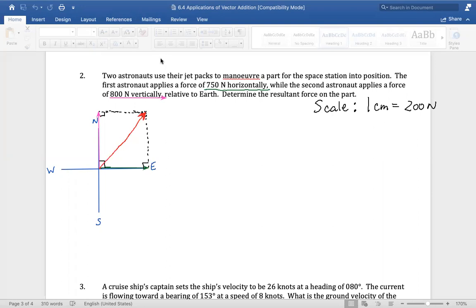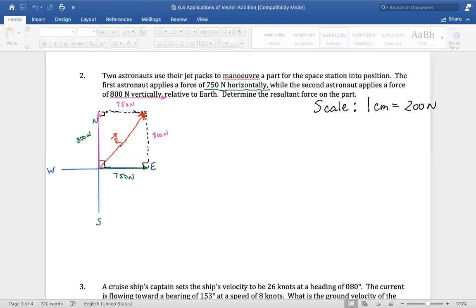Okay, and then I need to write in my units. This was 750 newtons. This was 800 newtons. And my resultant vector, I should label it as my resultant vector. And I should also label the opposite sides too, right? So that this side would be 800 newtons, just so I know, and that the top would be 750 newtons. And what else is missing? Determine the resultant force on the part.